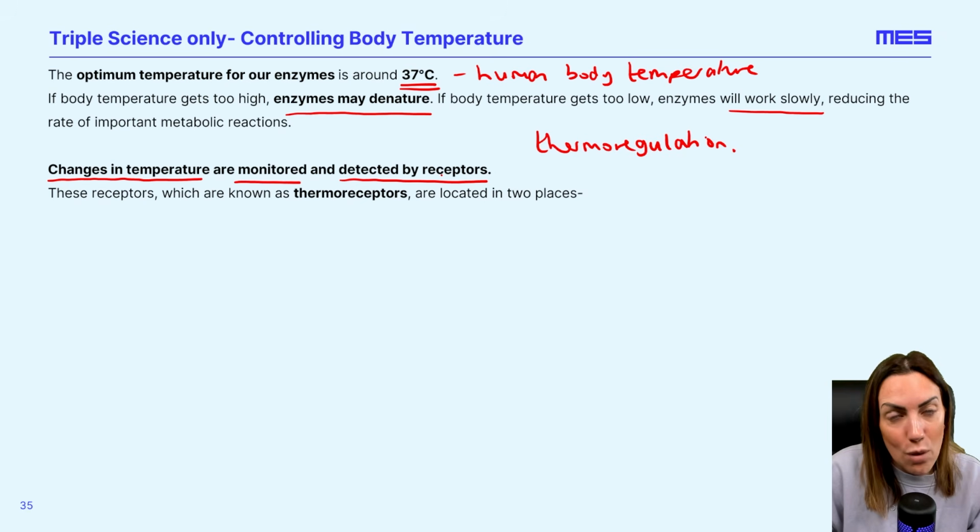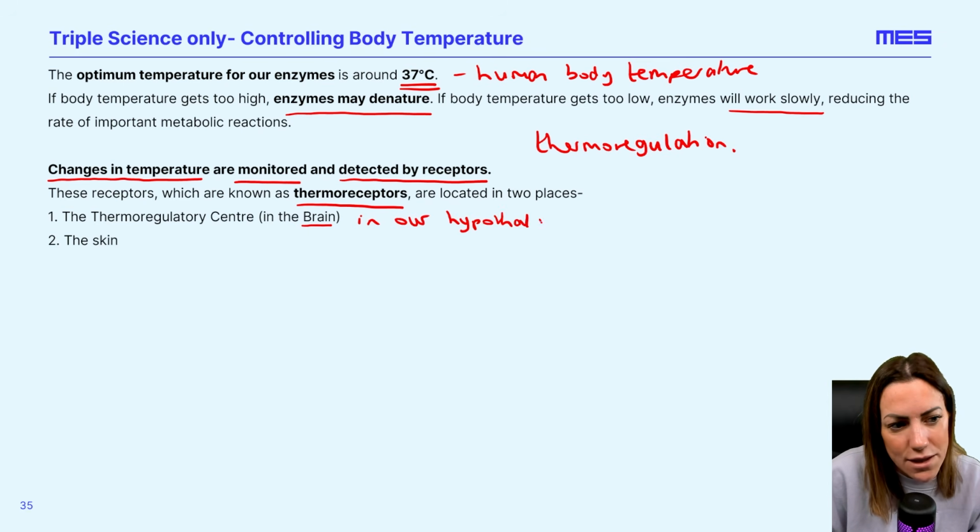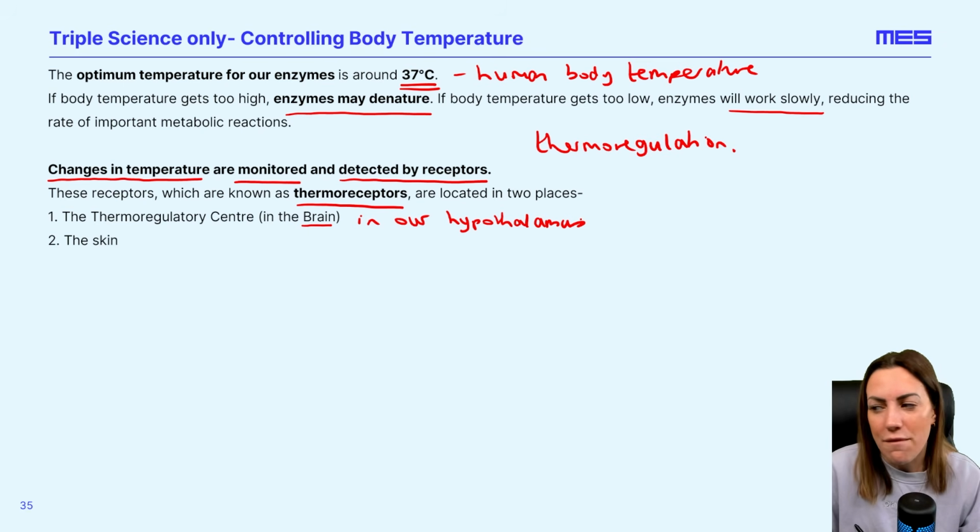But what makes this topic a little bit complicated is we have these temperature receptors in two different places. These temperature receptors are known as thermoreceptors. You can call them temperature receptors, but they're located in two places. So we find them in our brain in what we call the thermoregulatory center. This is actually in our hypothalamus, which we labeled on the diagram of the brain earlier. So in the hypothalamus, in your brain, is the thermoregulatory center.